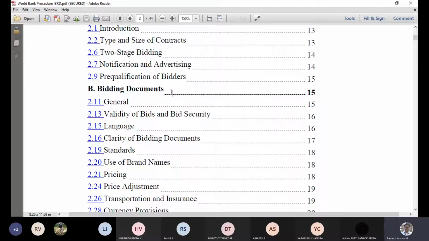So this is the key feature in the guidelines. What are the things that should be considered in a bidding document is a very important thing. Right? So they talk about validity of bid and bid security.